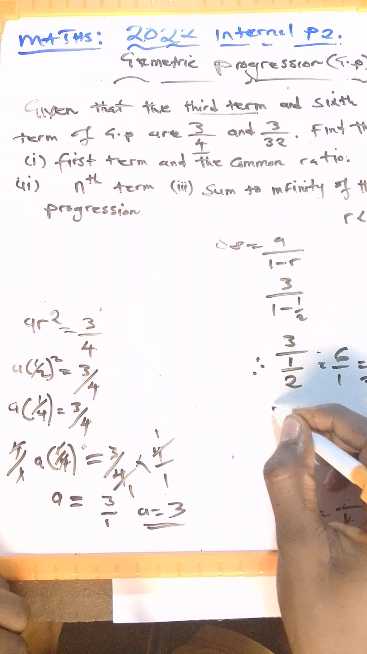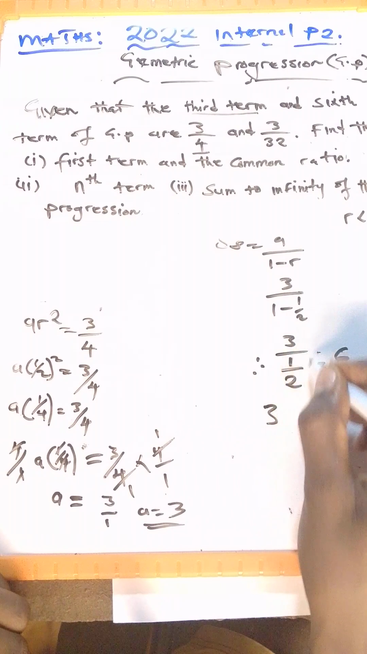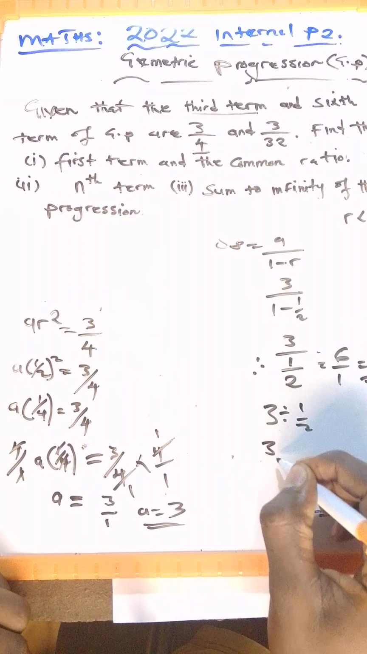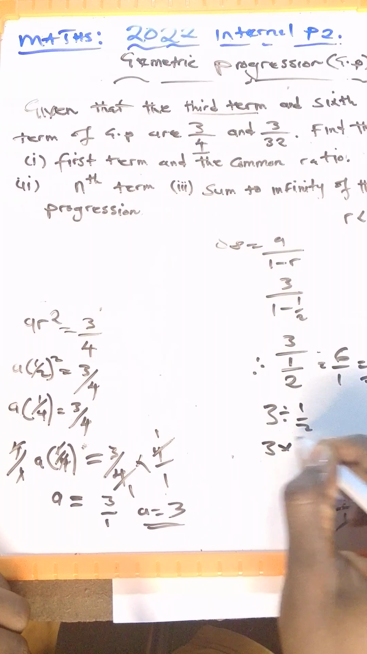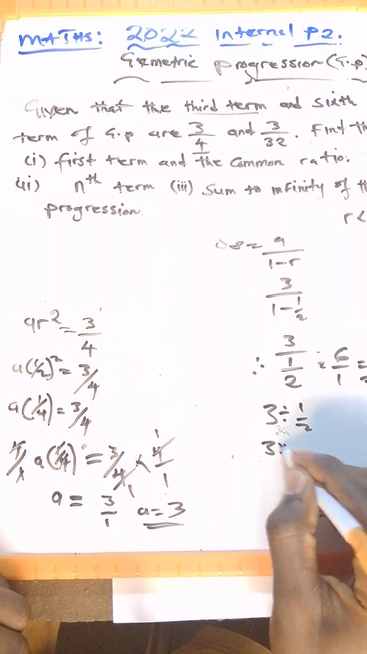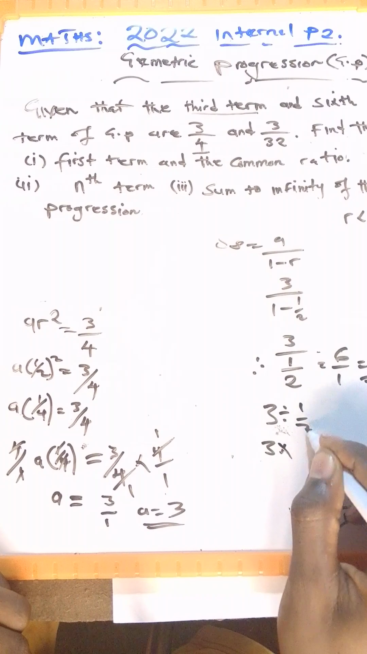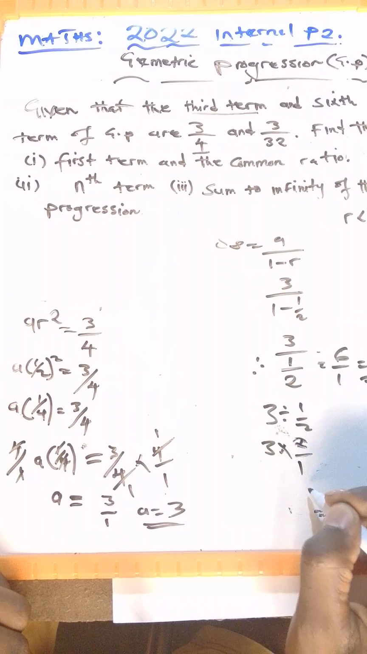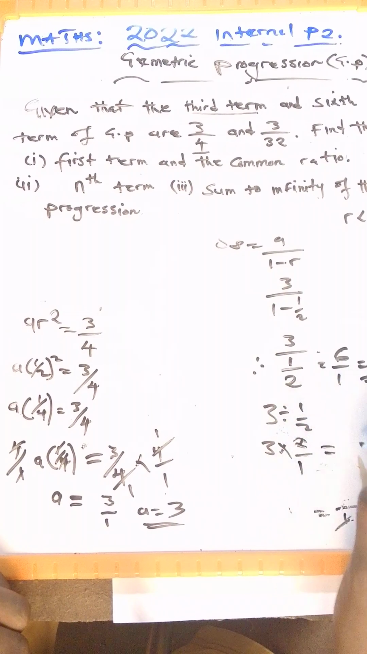So what I've done here is that I have 3 here, division, then 1 over 2, then I change this into multiplication, times, then this will interchange, so 2 over 1, therefore 3 by this one, we get 6 over 1, 6 into 1 is 6. This is how I came up with that answer.